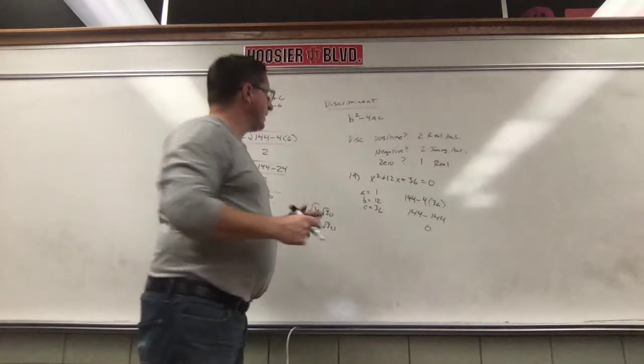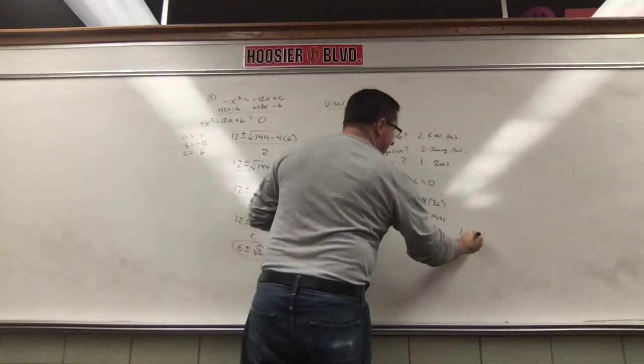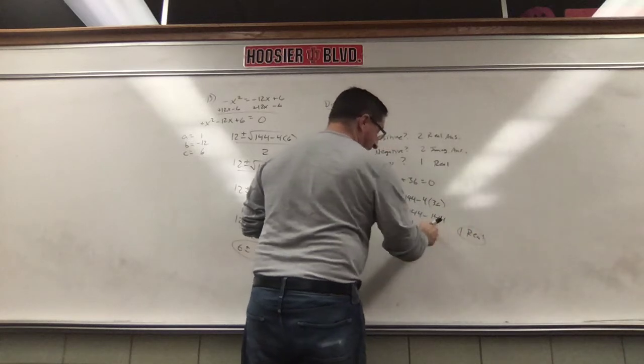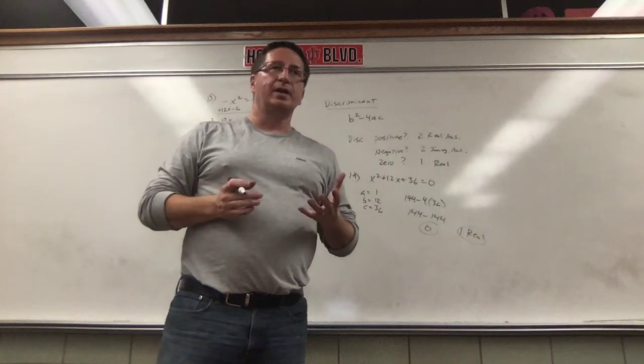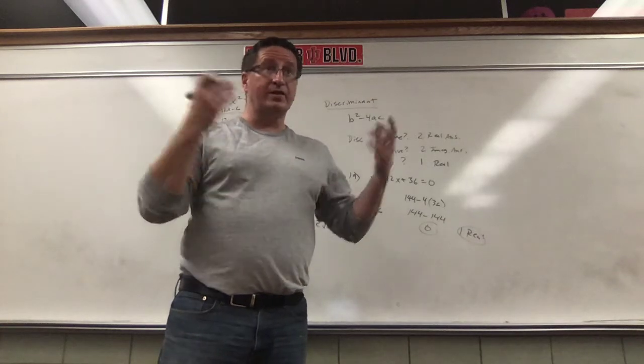So what does that tell you? If it's 0, there's one real answer. Now, is this the answer? No. It doesn't tell you the answers. It just tells you about the answers. The discriminant is 0, so there's one real answer. What is it? I don't know.